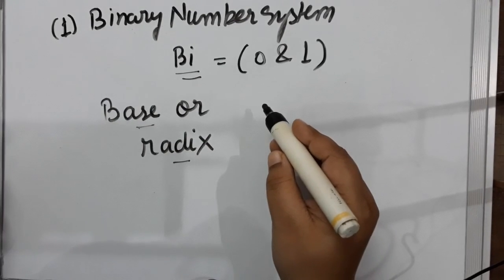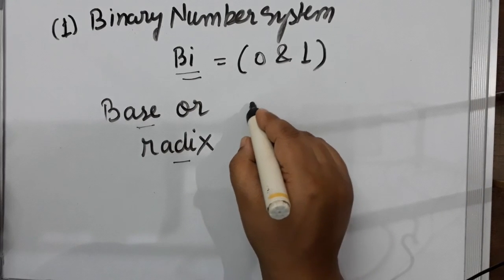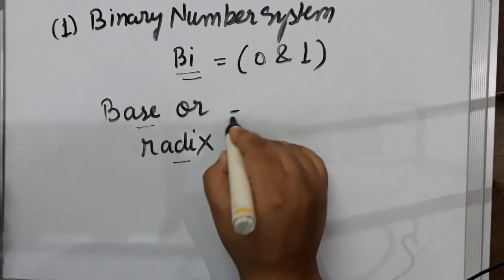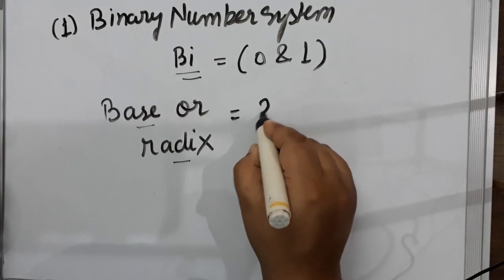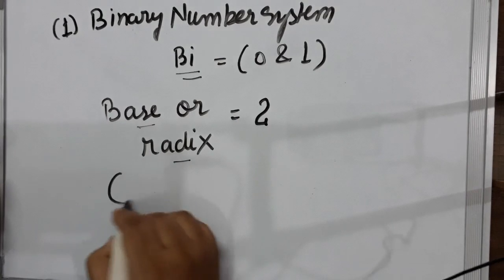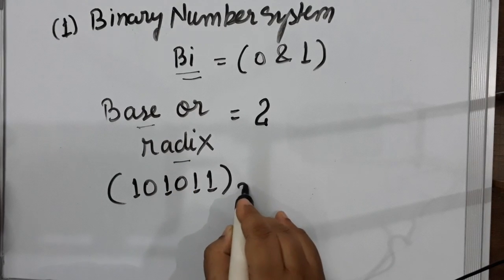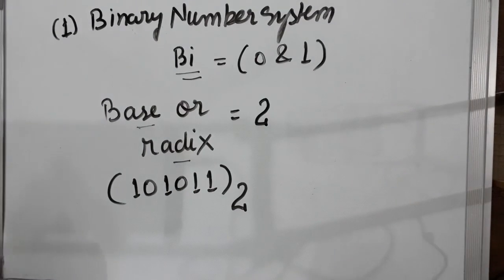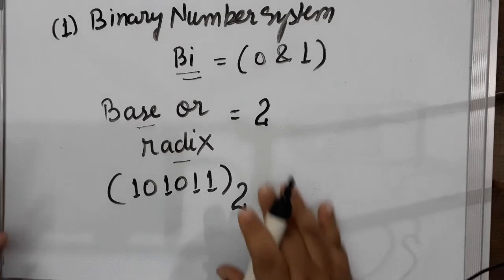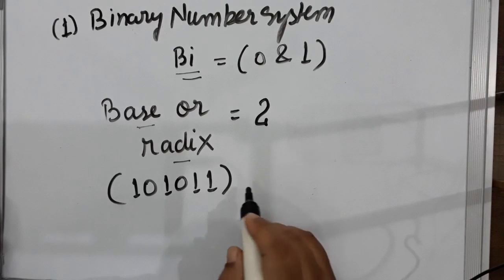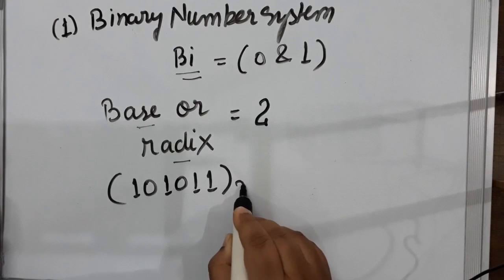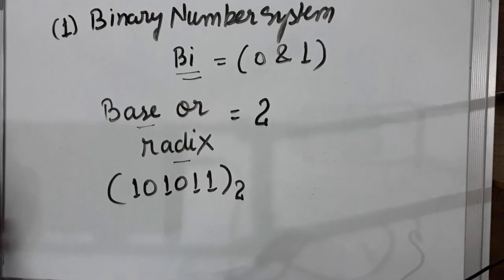So the binary number system has the base 2. Okay, so suppose the base or radix of the binary number system is 2, and suppose I have a binary number 101011. So the base will be 2. Here you can see the base is written like this, it should be a bit smaller. I just wrote it to show you clearly, but yes, this is the way we write it.